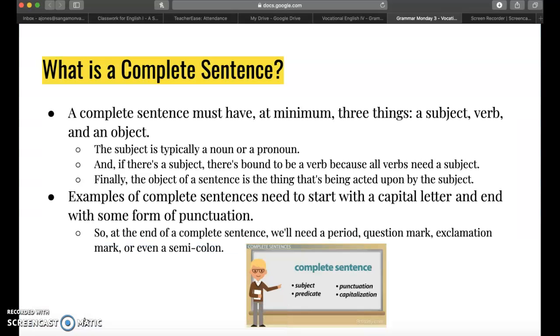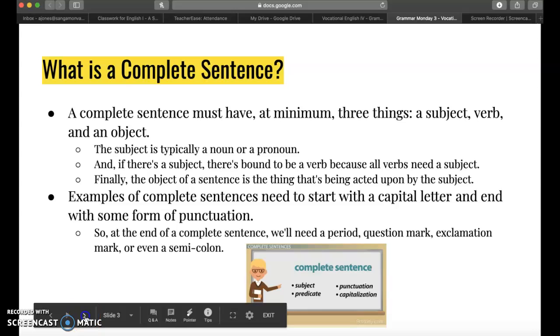So we're going to talk first about three types of sentences. The first type we're going to talk about is a complete sentence. A complete sentence must have at minimum three things: a subject, verb, and an object. The subject is typically a noun or pronoun, and if there's a subject, there's bound to be a verb because all verbs need a subject. And finally, the object of a sentence is the thing that's being acted upon by the subject. Complete sentences need to start with a capital letter and end with some form of punctuation. So at the end of a complete sentence, we'll need a period, question mark, exclamation mark, or even a semicolon.